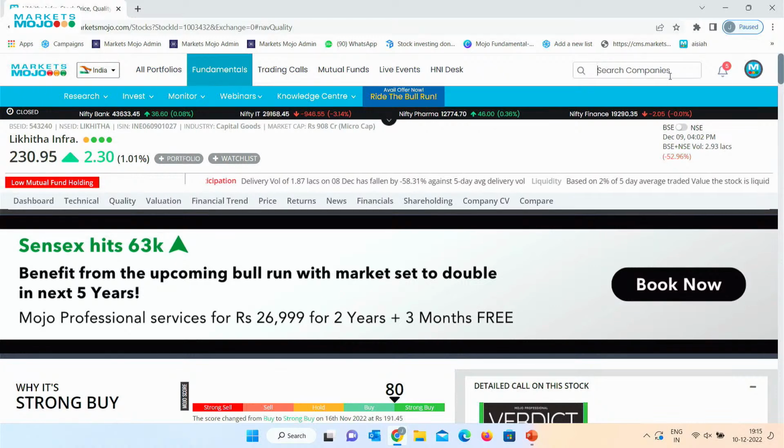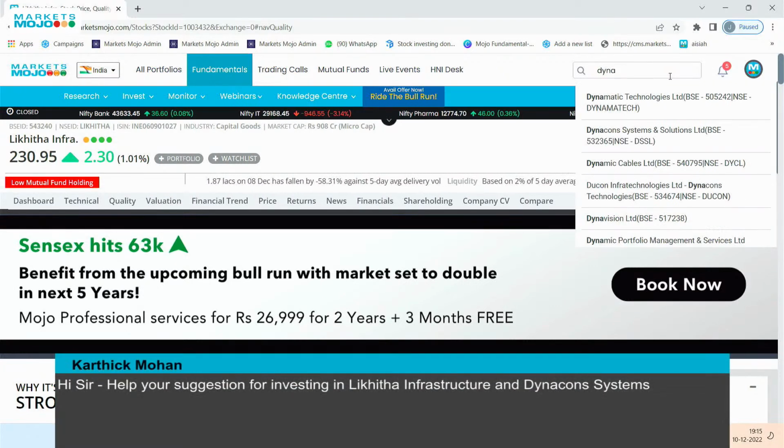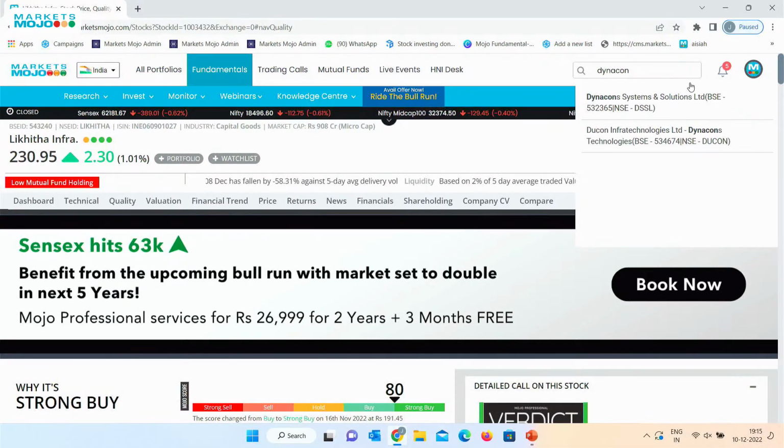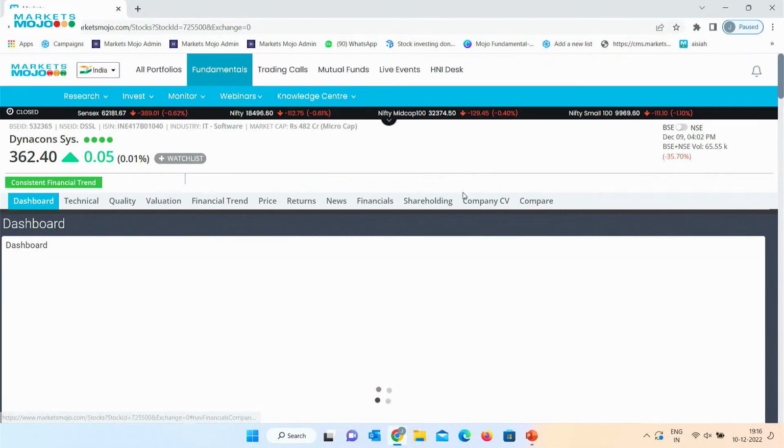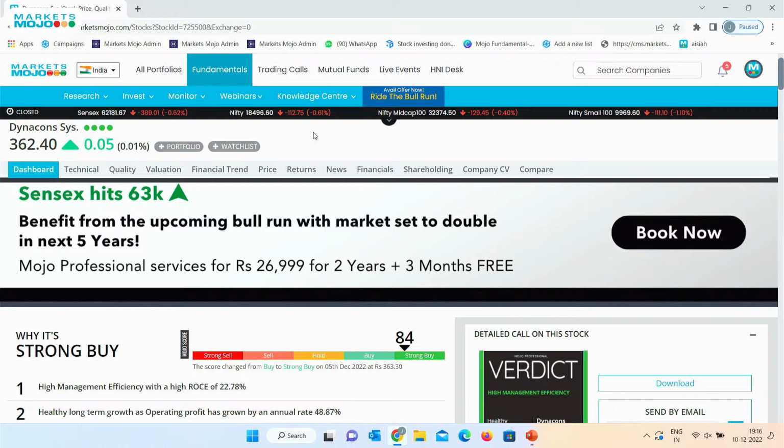Which was the second one? I don't remember the name. Okay, Dynacon System. Let's just check that as well. Okay, another micro cap with a slightly lower market cap of 480 crores. Again, all 4 dots are green over here.